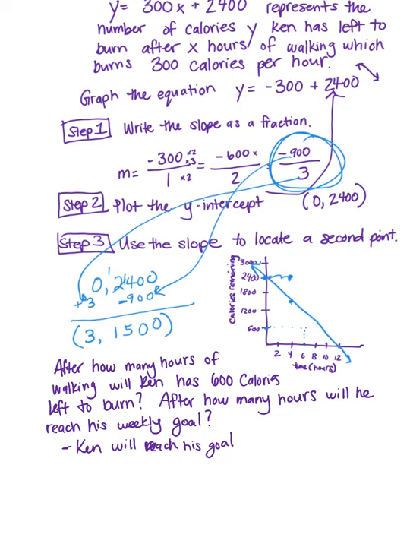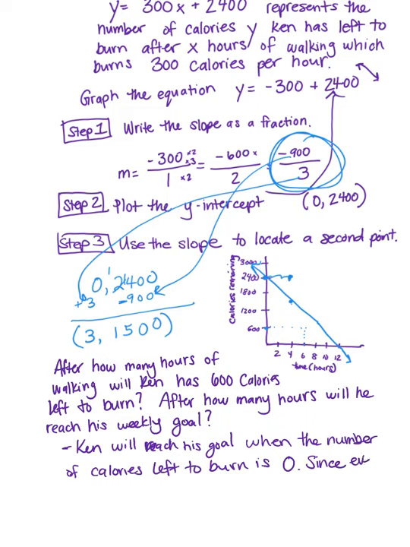Okay, so Ken will reach his weekly goal when the number of calories left to burn is 0. So because every point on the x-axis has a y value of 0, find the point where the line crosses the x-axis.